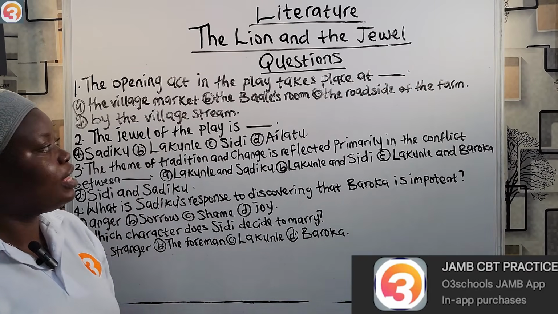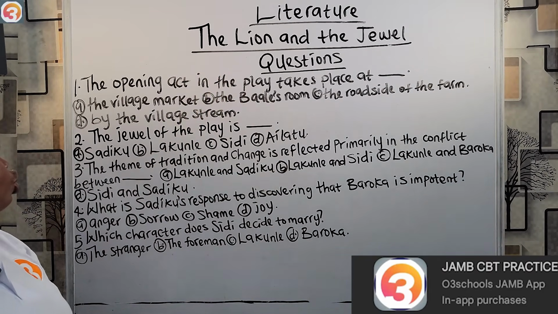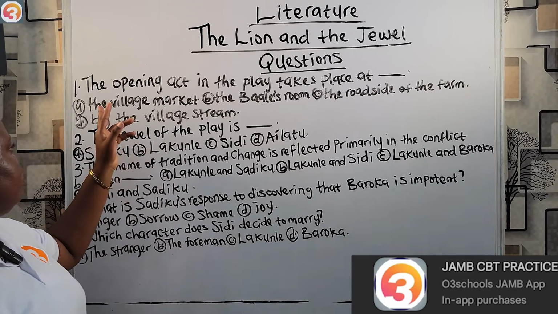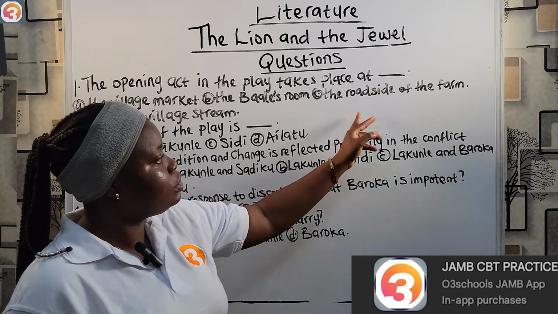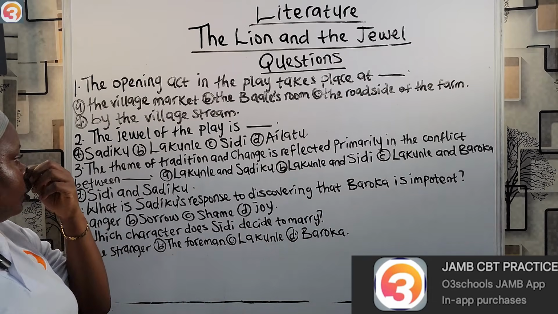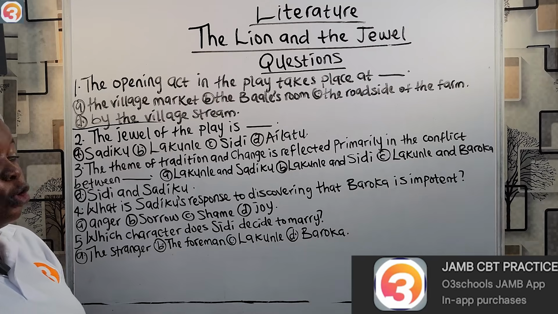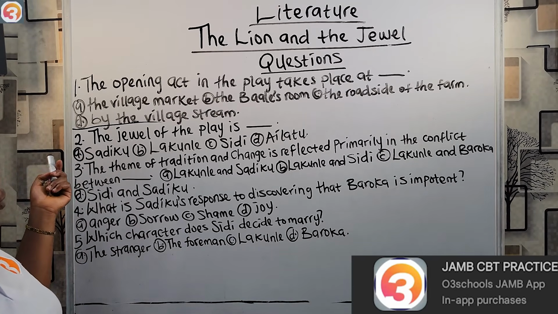So we'll take a look at some past questions on The Lion and the Jewel. First, the opening act in the play takes place at the village market, the bale's room, the roadside of the farm, or by the village stream. We have by the village stream. Sidi is returning with a pail of water on her head. So we have by the village stream.